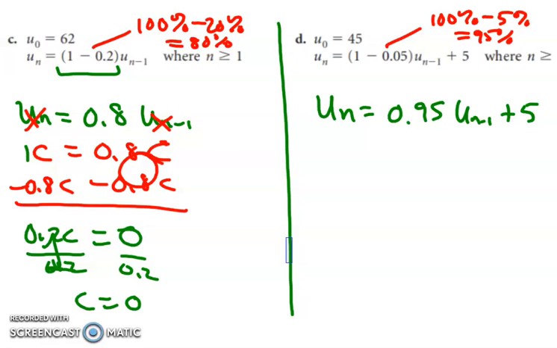So this decay, we are starting at a number of 62, and we're going down to the x-axis. So this would be a decay.